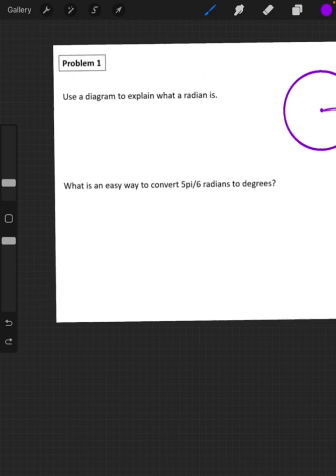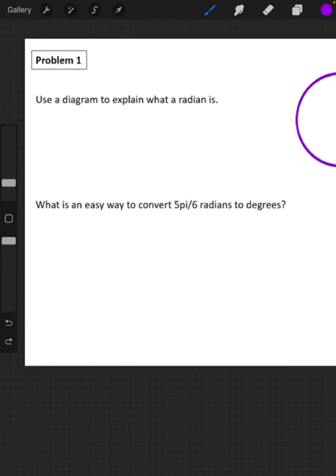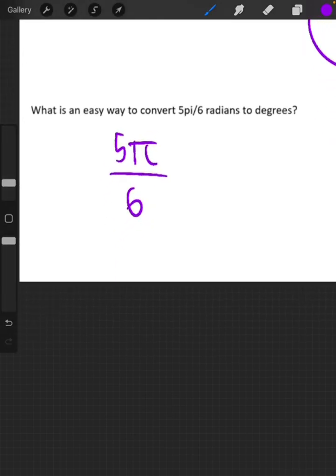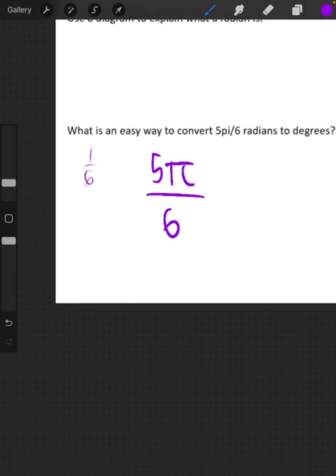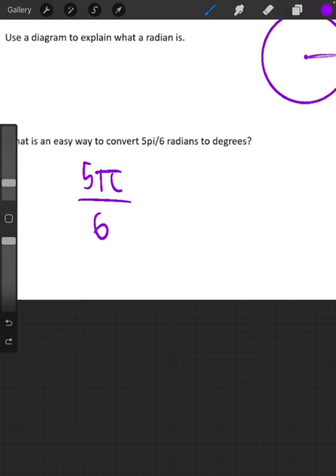Next problem, an easy way to convert 5 pi over 6 from radians to degrees. So 1/6 of a pi radian is equal to 30 degrees. So we have 30 degrees times 5, so we multiply 5 times 30, which would get you 150 degrees.